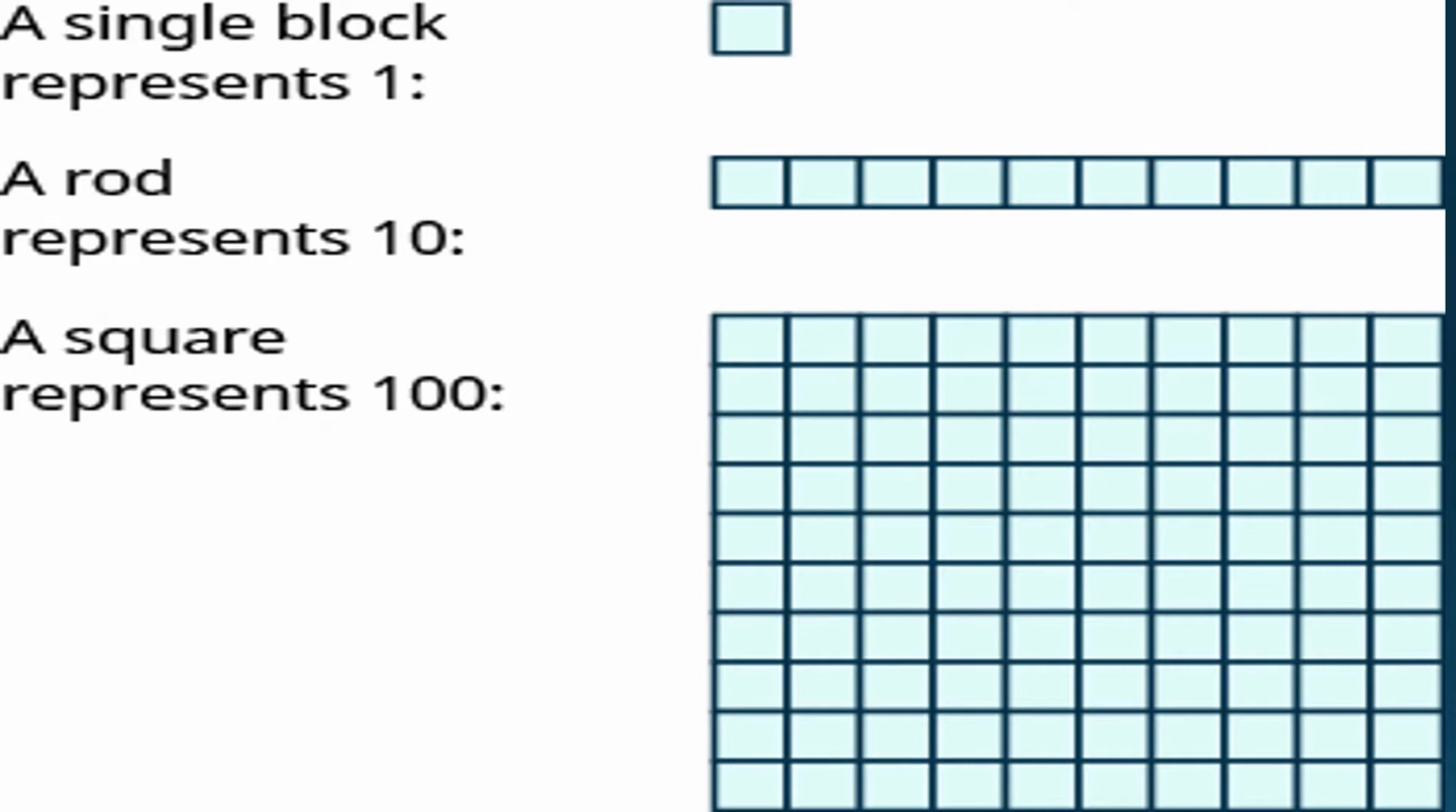You are already aware of these concepts, but we are just going through it once again. So you know that a single block represents 1, a rod represents 10, and a square represents 100. So what does this mean? Let's understand this better.